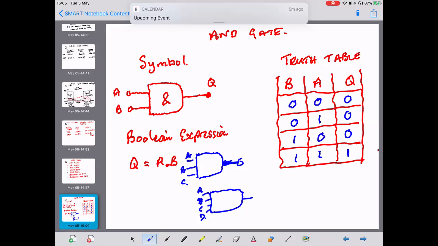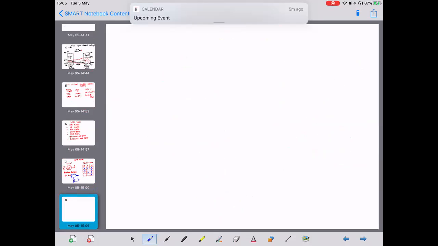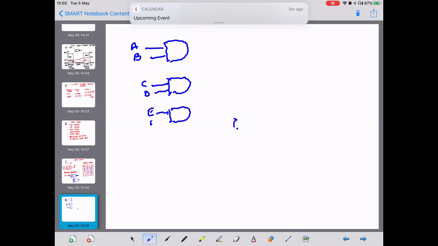The other thing that we can do, if we want an AND gate with lots and lots of inputs, is cascade them. So if we wanted a 6 input AND gate, we can go A, B, C, D, E, F. To get any one of those outputs to come on, we would need both of its inputs to be on.